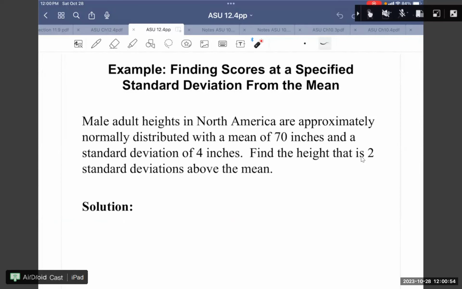For example, finding the score at specific standard deviations of the mean. The heights of male adults in North America are approximately normally distributed with a mean of 70 inches and a standard deviation of 4 inches. Find the height that is two standard deviations above the mean.